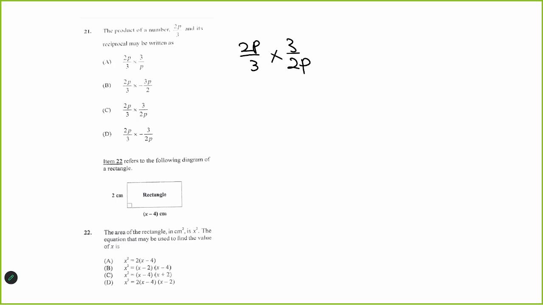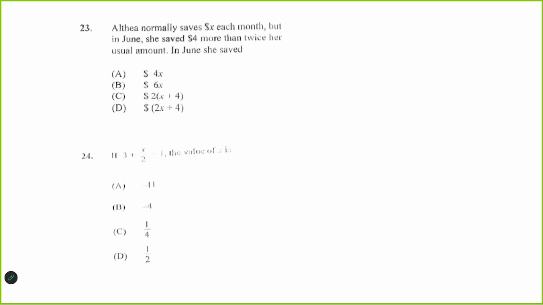I believe number 22 is a repeated question. You had to find the area of that rectangle, multiply 2 by x minus 4 and equal to x squared. So this was C, right? So this one here is A. Althea saves x each month, but in June she saves 4 more than twice her usual amount. So June would be 2 times x plus 4. So that would be D.